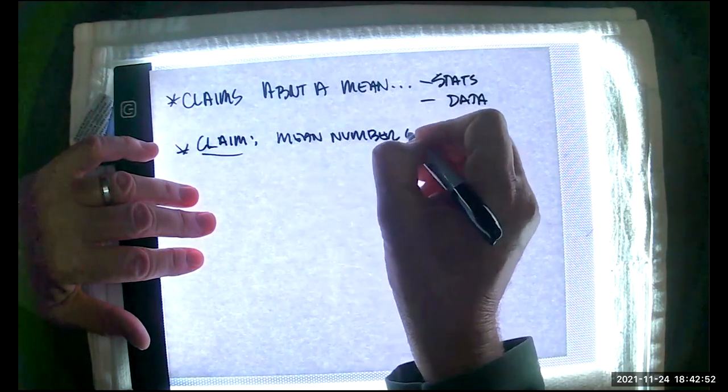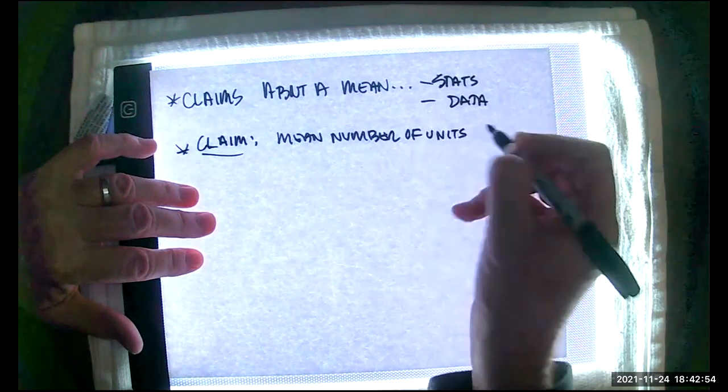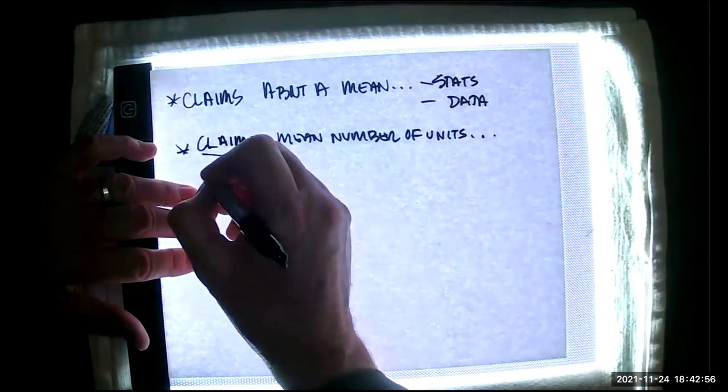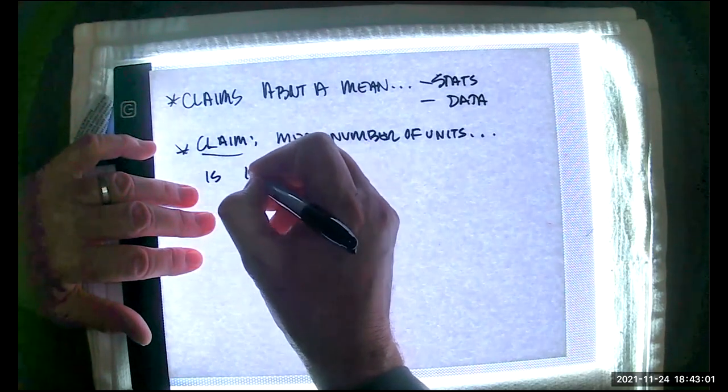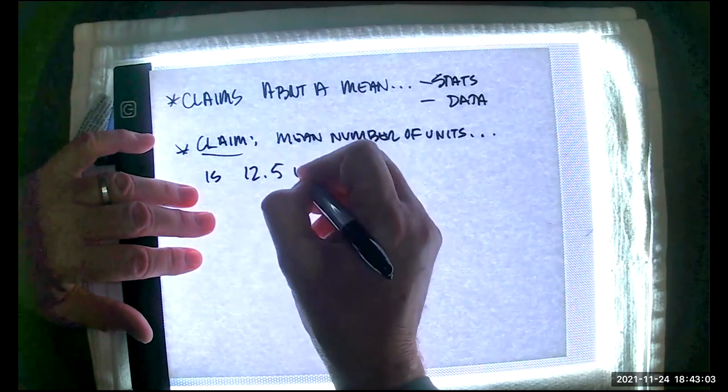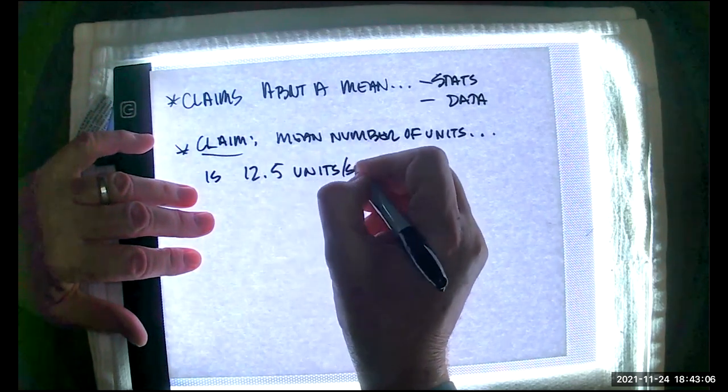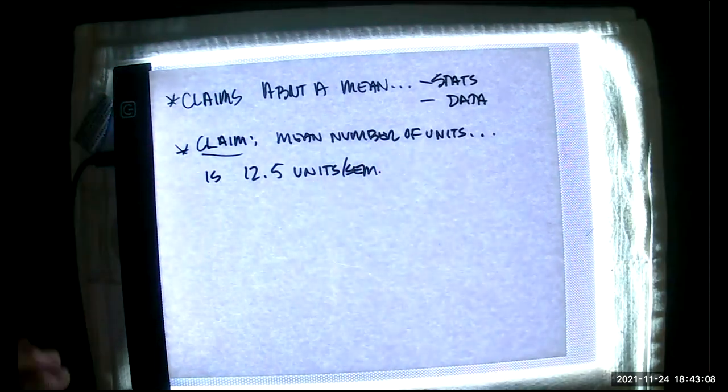Mean number of units taken by students here at Hartnell is 12.5 units. Oh, by the way, that's per semester. All right. It's probably a little high, but I'm making the problem up as I go along. Do we have data? Sure we do.